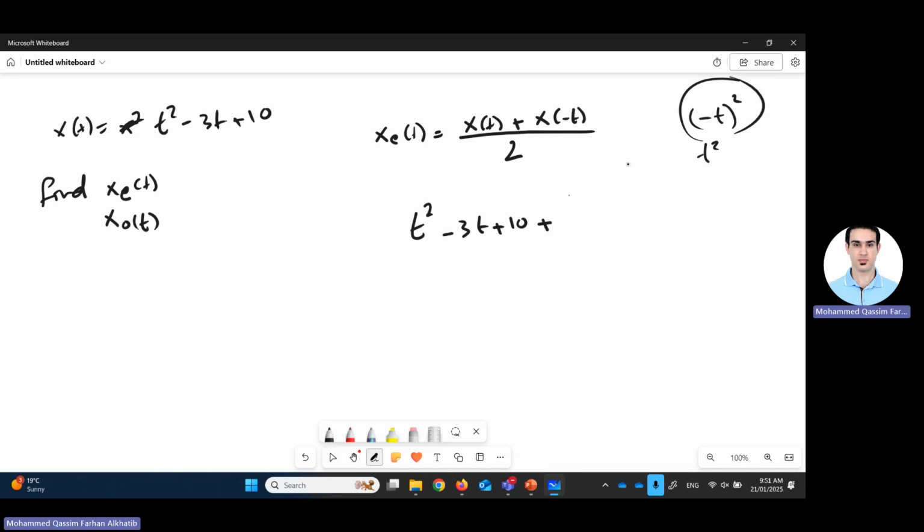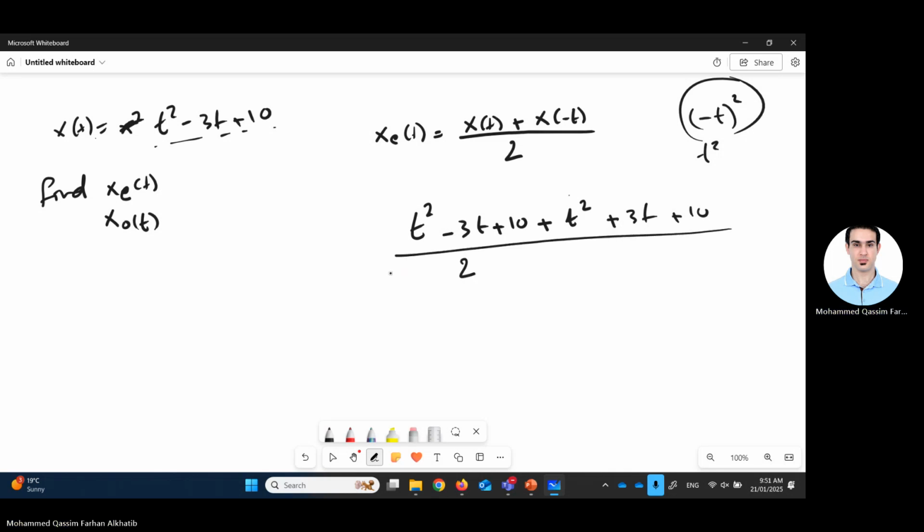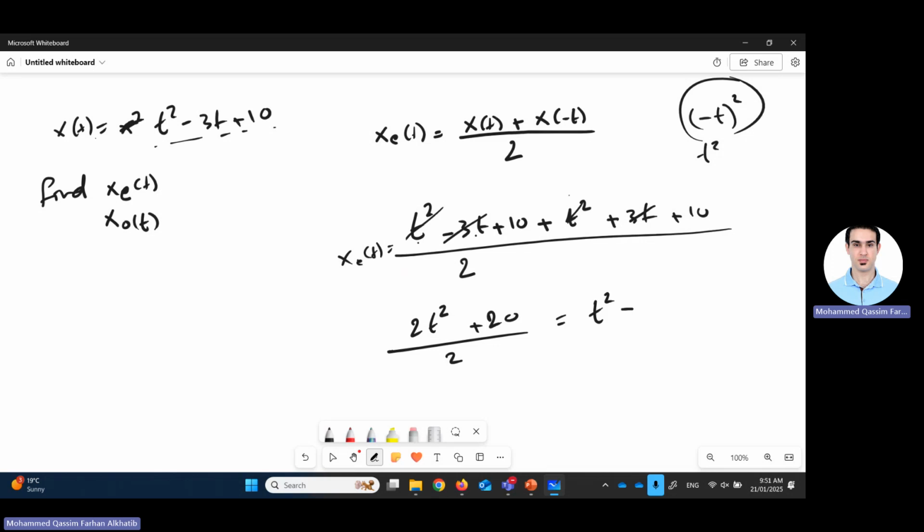Okay. So x of negative t. For each t here, I'll substitute negative t. So I have negative t squared, that's t squared. I have negative 3t times negative t, plus 3t. 10 is 10. It's plus, over 2. So that's x even of t equals this. t squared and t squared, 2t squared. Negative 3t plus 3t, they cancel each other. 10 plus 10 over 2. So that's t squared plus 10.